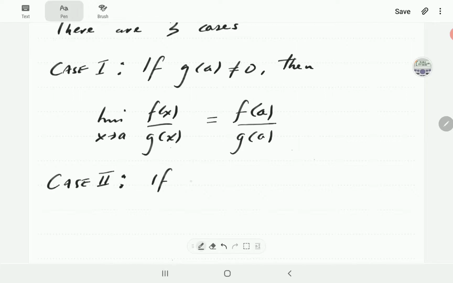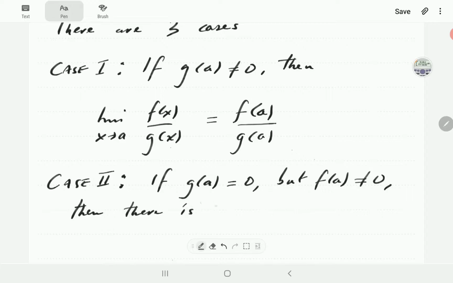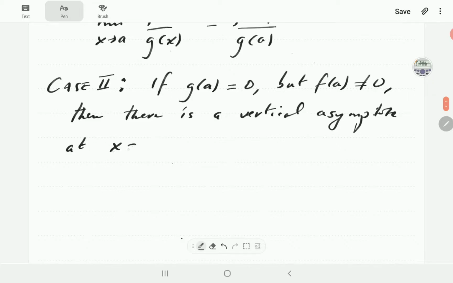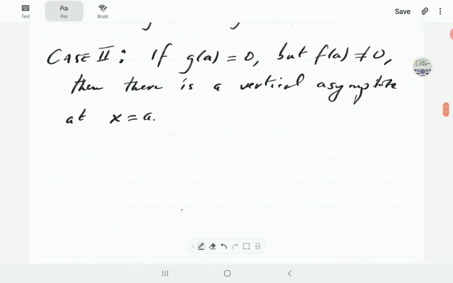Case 2: if this time g of a is equal to 0, but f of a is not 0, then what it means is that there is a vertical asymptote at x equal to a. So if you plot a graph of y equal to f over g, then at x equals a, there is going to be a vertical asymptote.